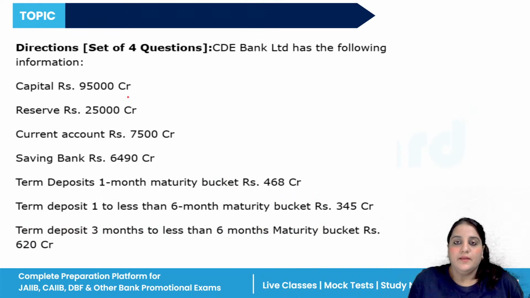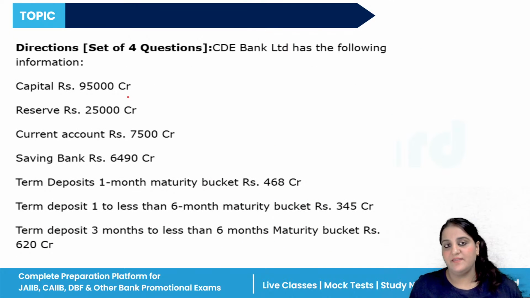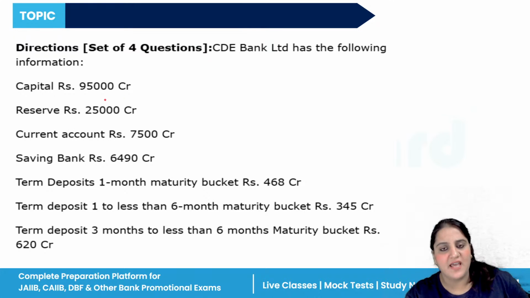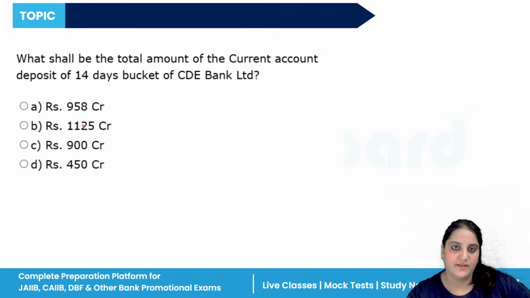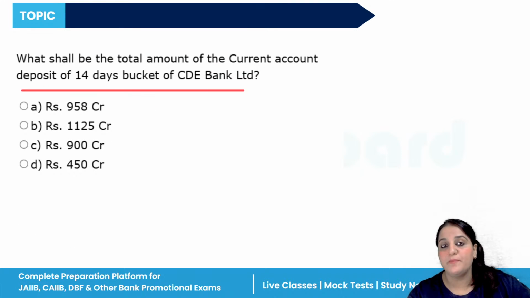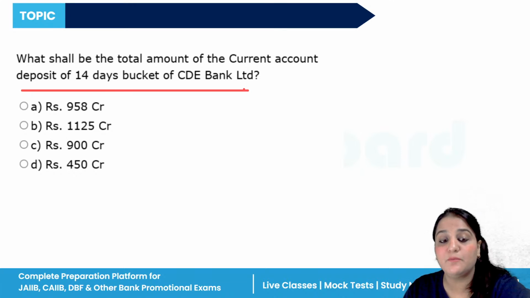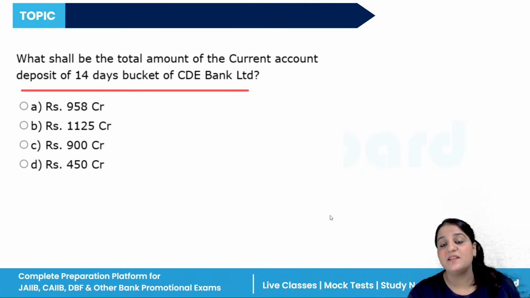Okay. Now, CDA Bank is there, whose capital is rupees 95,000 crore. Reserve is given, different types of buckets are given, term and saving account is given. So what is the total amount of current account deposit of the 14 days bucket of CDE Bank Limited?